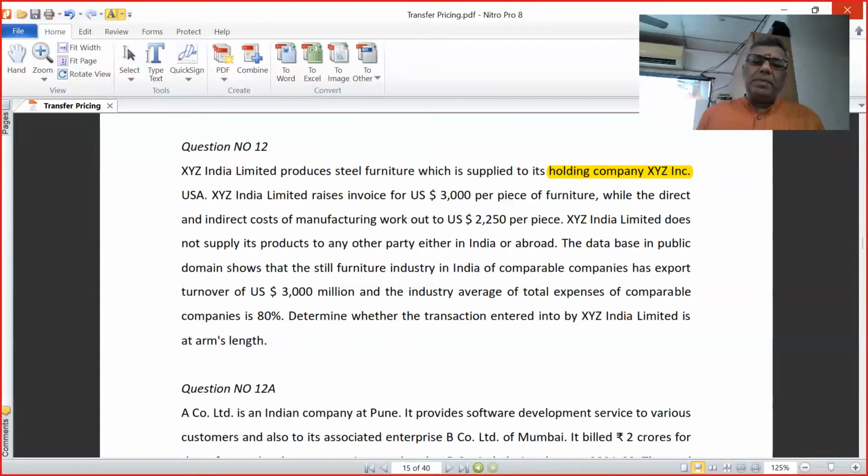The database in public domain shows that steel furniture industry in India of comparable companies has export turnover of 3,000 million and the industry's average total expenses of comparable is 80%. Determine whether the transaction is at arm's length price.